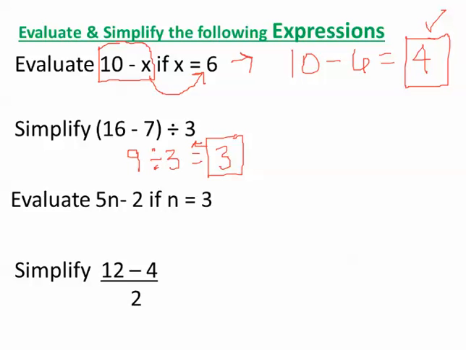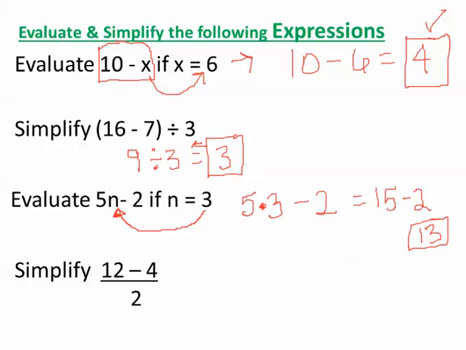The next one asks me to evaluate again. So I'll take this 3 and put it in for that n. And I hope you remember that we don't get 53, we get 5 times 3. It means when we set them next to each other that we want to multiply them. So I need to say 5 times 3 is 15, and then subtract 2 to get 13. So when I evaluate this expression with n being 3, I get 13.